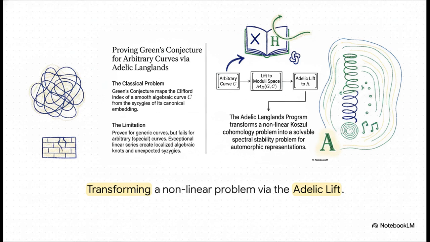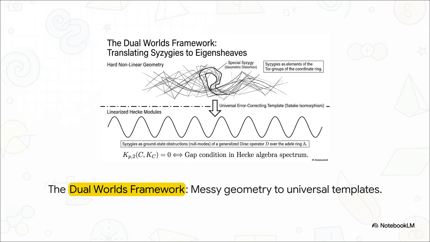It takes Koszul cohomology, which is a notoriously brutal nonlinear problem, and transforms it into a highly solvable spectral stability problem for automorphic representations. This setup brilliantly illustrates the contrast. Think of the messy, nonlinear geometry of geometric distortions, where special syzygies create these frustrating localized knots. Well, we are abandoning that completely.